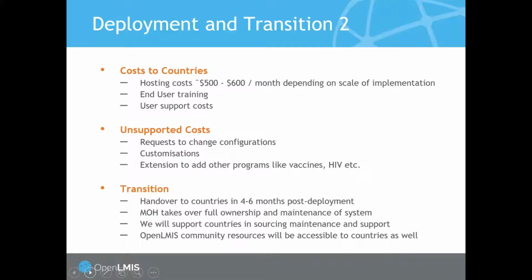And in addition to these, some other unsupported costs include requests to change configurations, any customizations to the system that was initially offered, and extension to add other programs like vaccines or HIV, etc. So while these might be important to countries, we do not have the resources to support these requests at this time. We are prioritizing making the most critical functionality available to as many countries that require it.